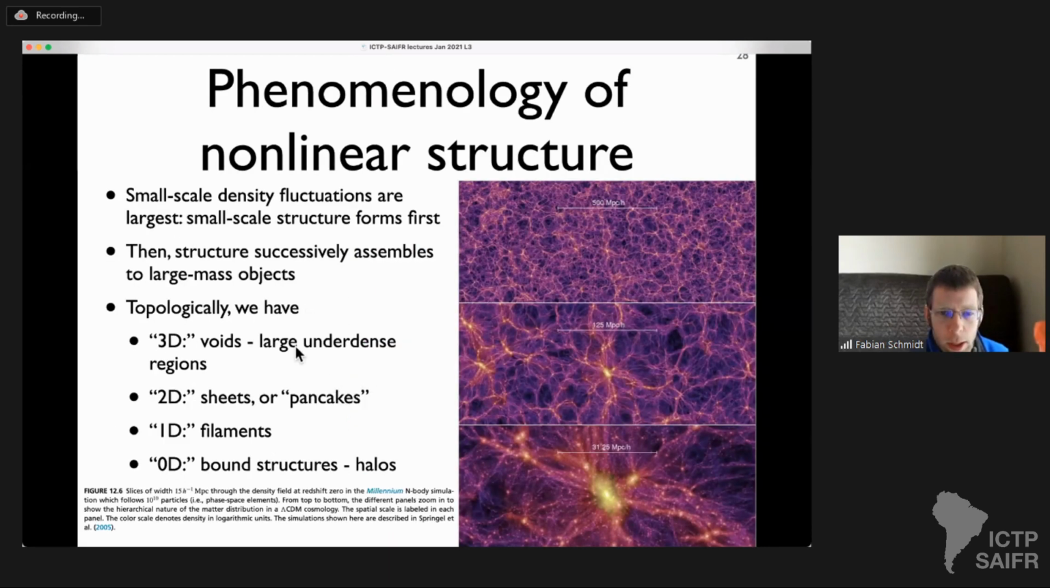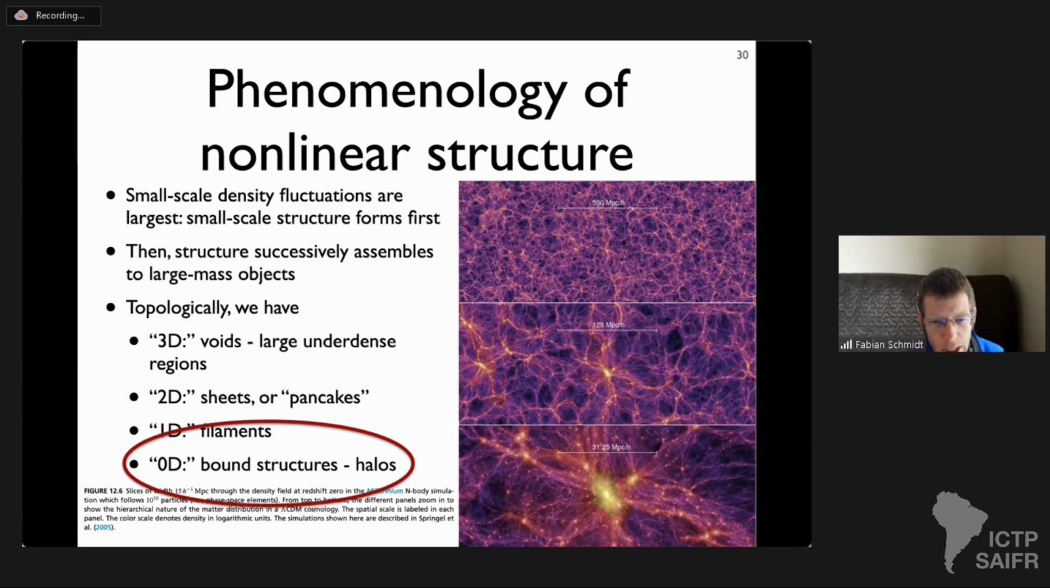Right. So I already mentioned these different types of structures. You can classify them topologically as the 3-dimensional underdense regions, which we call voids. The 2-dimensional sheets, which are not really very visible, they're not super distinct, we also called pancakes. The 1D filaments, which are, of course, quite clearly visible. And then finally, the bound structures, halos.